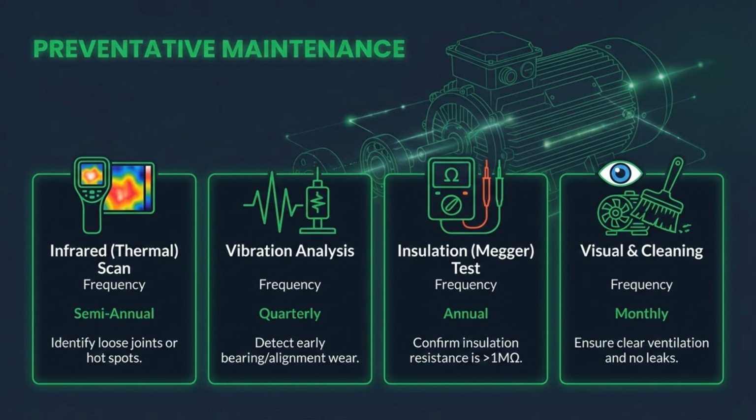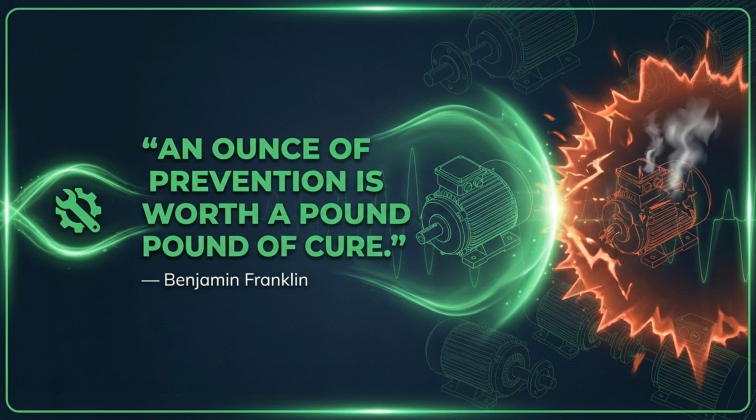Preventative maintenance involves several scheduled checks. These include semi-annual infrared scans, quarterly vibration analysis, annual insulation tests, and monthly visual inspection and cleaning. Remember Benjamin Franklin's words: "An ounce of prevention is worth a pound of cure." Regular preventative maintenance is key to motor longevity.